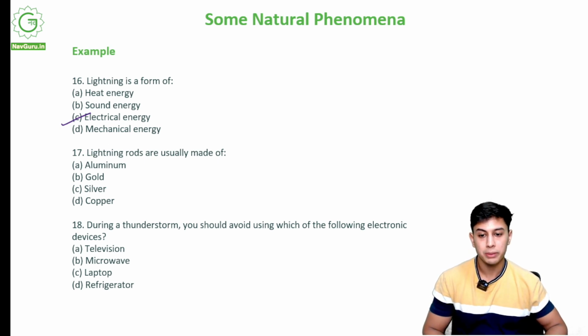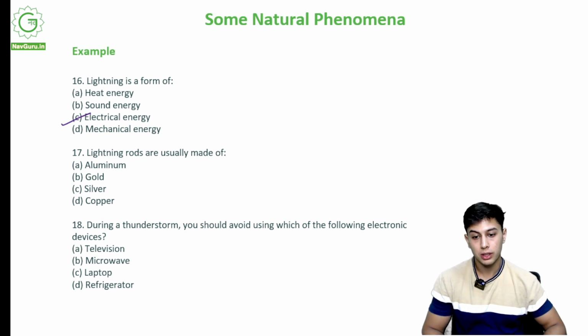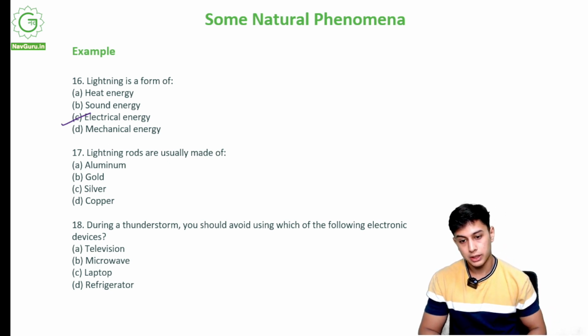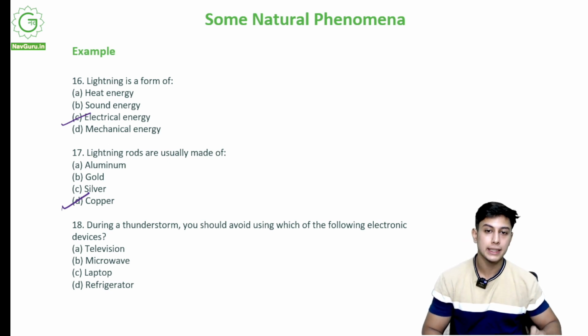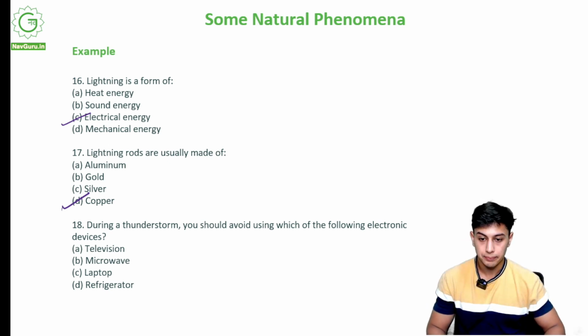Lightning rods are usually made of what? Aluminium, gold, silver, or copper? Correct option is option D, copper, because copper is an excellent conductor of electricity.